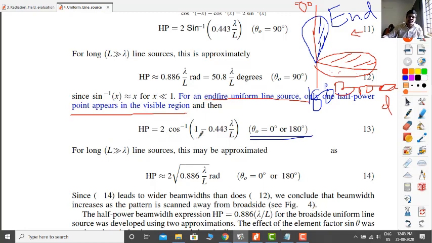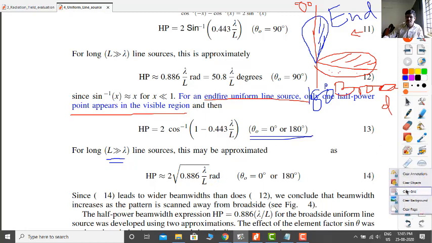where it can be written as 2 cos inverse of 1 minus 0.44 lambda by L. Similarly, when L is far greater than lambda, then the HP will be 2 root of 0.886 lambda by L radian.